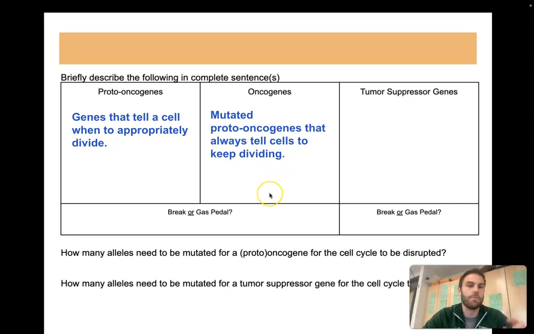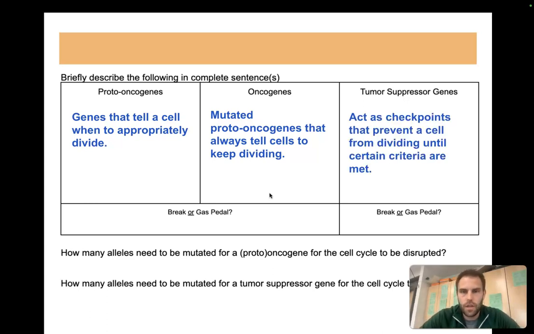So an oncogene is going to be a mutated proto-oncogene that always tells cells to keep dividing. That kind of makes sense. A proto-oncogene is like before the gene's cancerous, and an oncogene is like the gene's cancerous. Tumor suppressor genes act as checkpoints, kind of like brakes, that prevent a cell from dividing until certain criteria are met. So you can think of proto-oncogenes as a gas pedal and tumor suppressor genes as a brake. How many alleles need to be mutated for the cell cycle to be disrupted? For a proto-oncogene, honestly, just one. And for a tumor suppressor gene, just two.